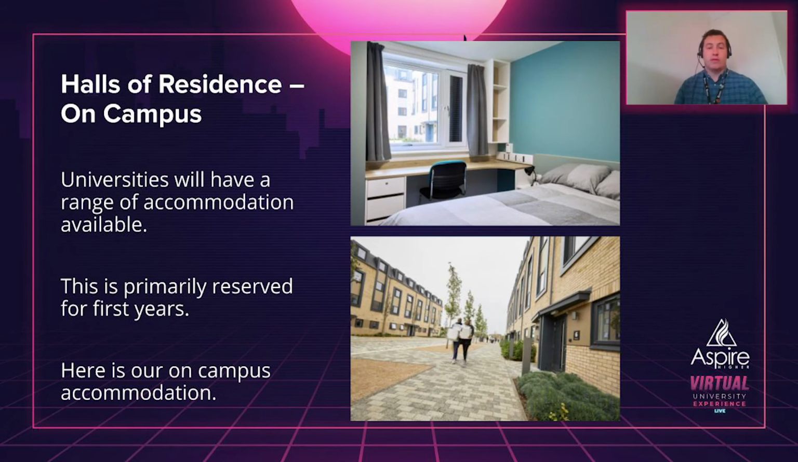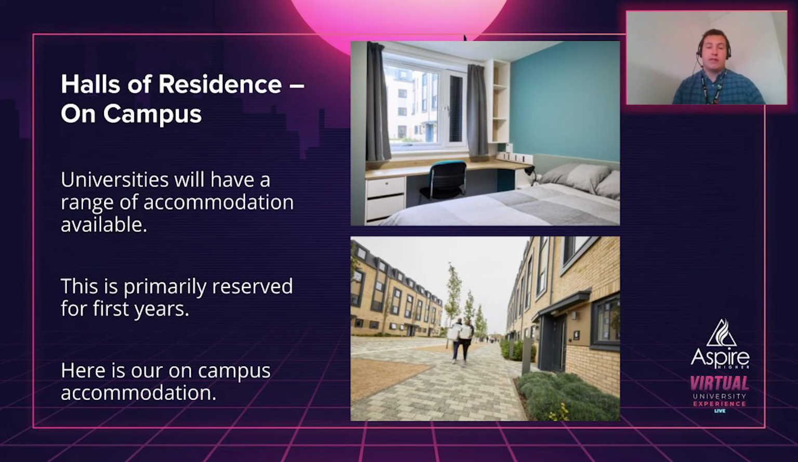So here you can see our halls of residence. There are two different types: on-campus and off-campus accommodation. On campus will normally be reserved for the traditional campuses as well as the green campuses. Off campus, you'll typically find in a city centre where there isn't really that much on-campus accommodation. Some universities will have the option of both on-campus and off-campus accommodation simply to house the amount of students that apply for it every year.